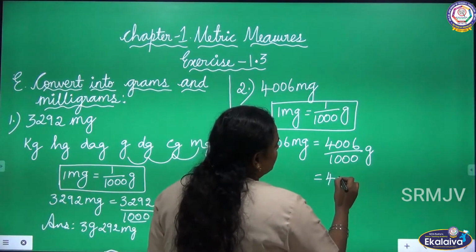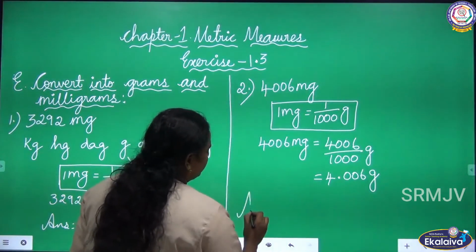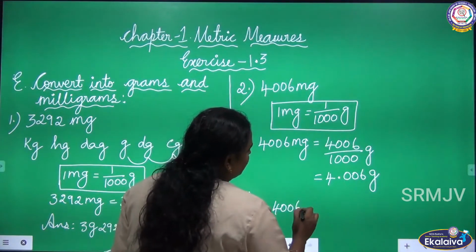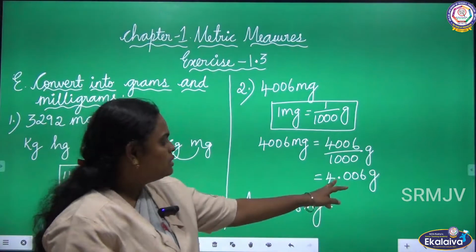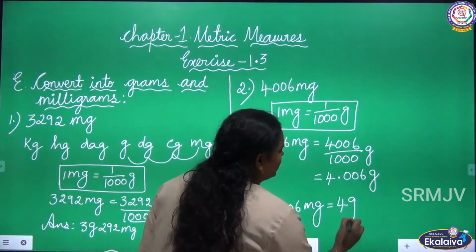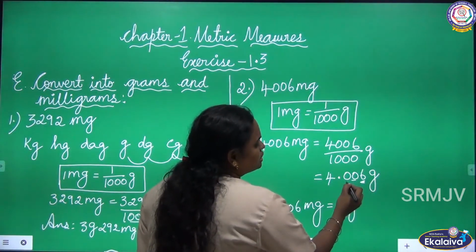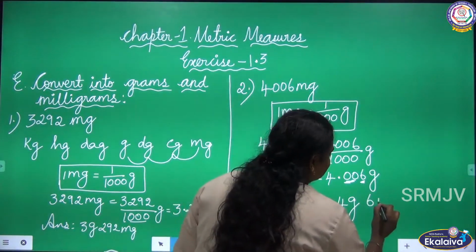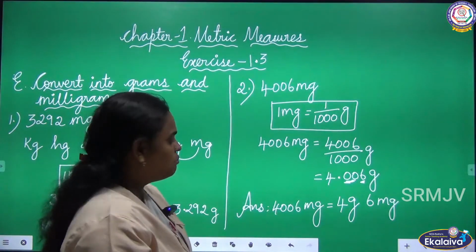So 4.006 gram. We can write the answer: 4006 milligram equal to how many grams, then how many milligrams, children? Before the decimal 4 gram and then we can write 6 milligram. Zeros before the number have no value, so we write 6 milligram. So 4 gram and then 6 milligram.